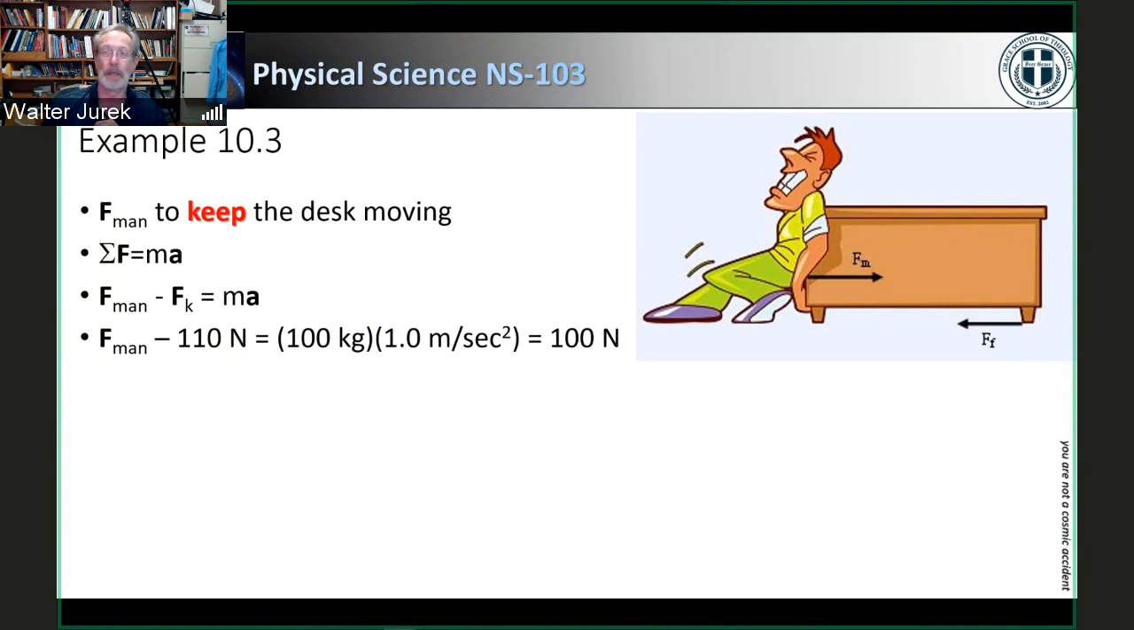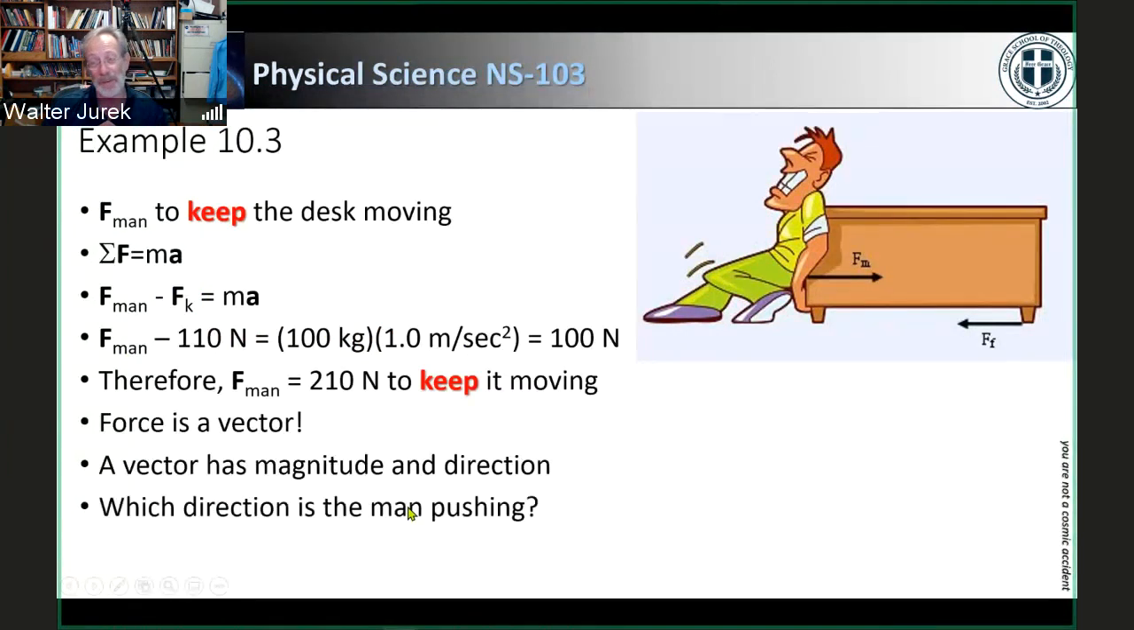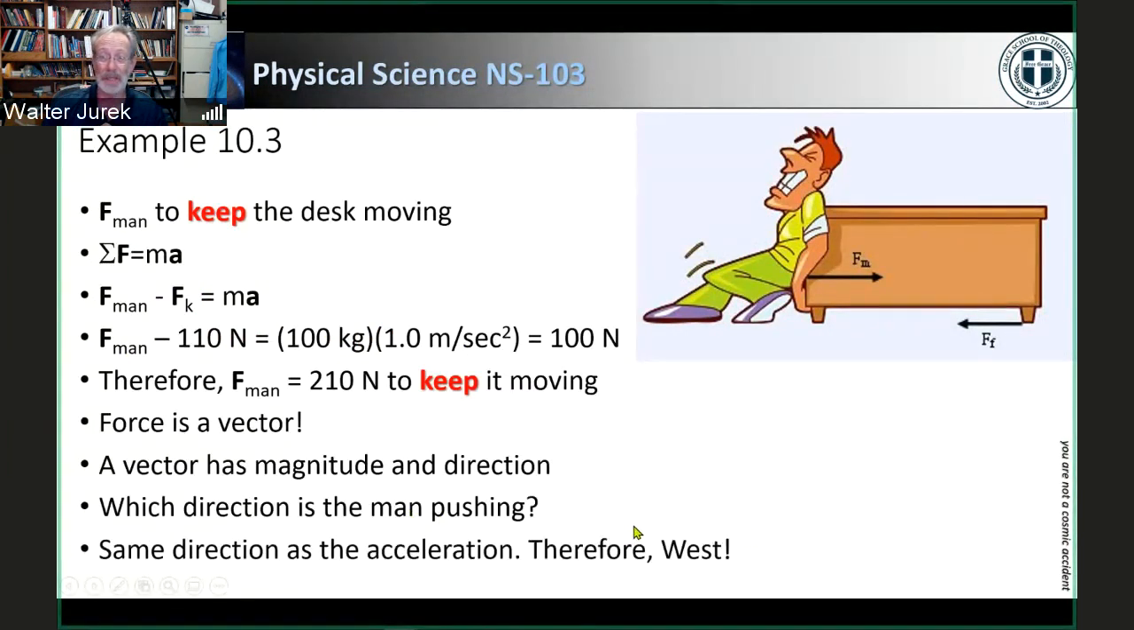All righty. So it only takes 210 newtons to keep it moving. And again, it's a vector, so we got to have a magnitude and a direction. So don't forget the direction. Okay. Boom. All righty. That's Mr. Newton's second law.